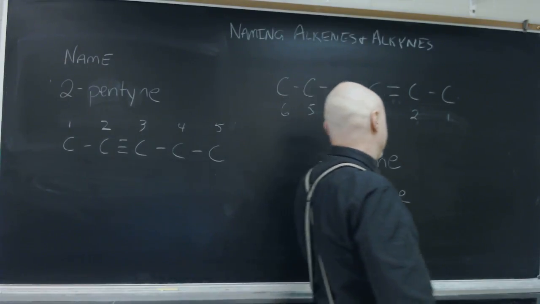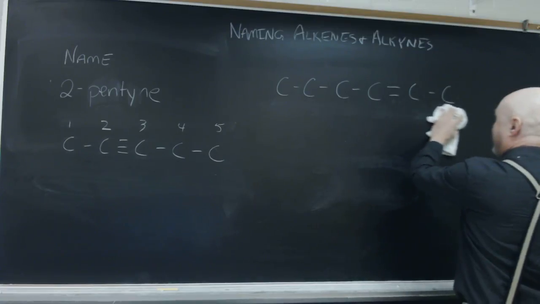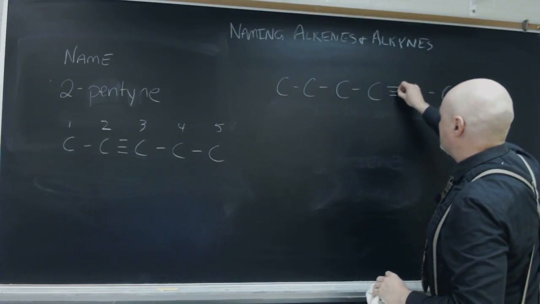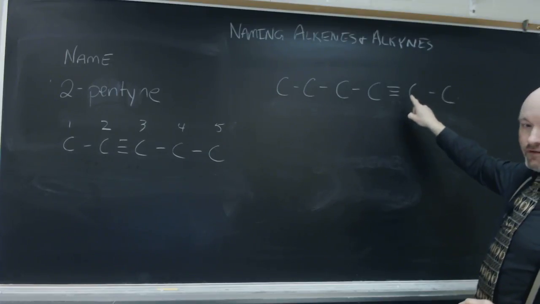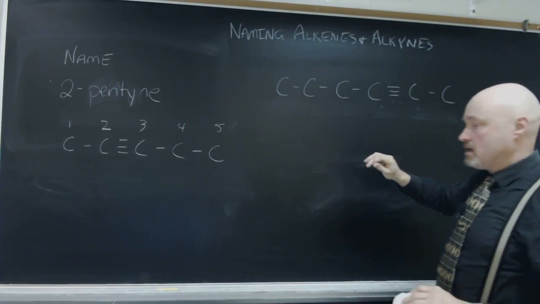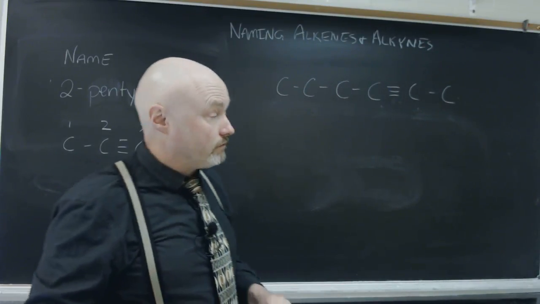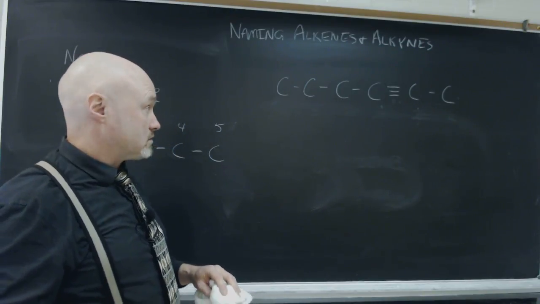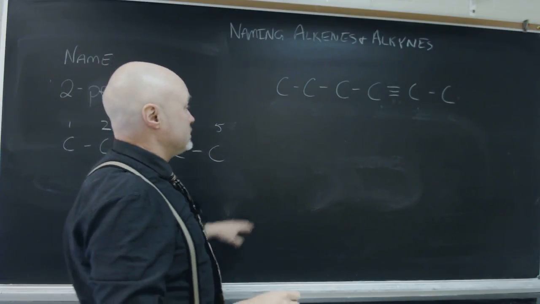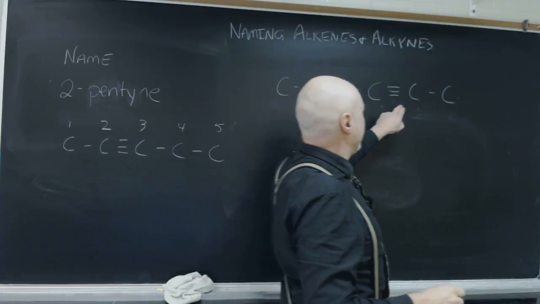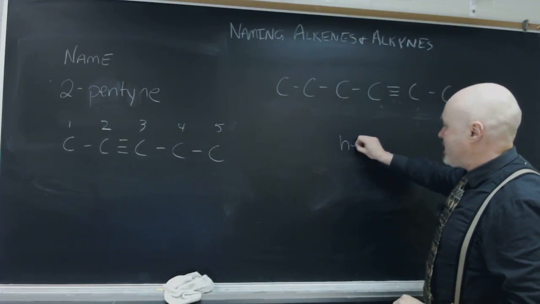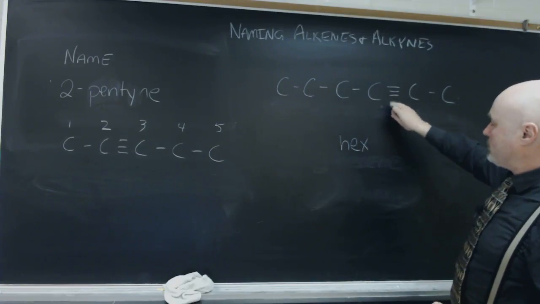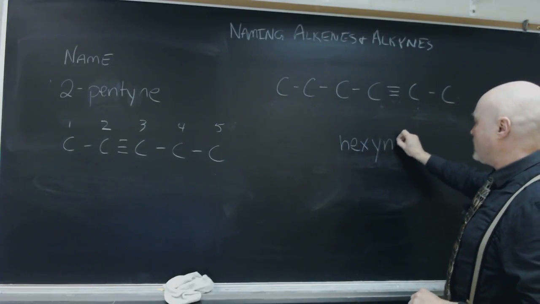So let's switch over here, and let's change this from a double to a triple bond. Now, just recognize that we're losing a hydrogen off either end of these carbons. So you have to be careful of that when you're looking at these condensed structural formulas. So 1, 2, 3, 4, 5, 6. There are 6 carbons, and so this is a hex. There's a triple bond, so this is an -yne.